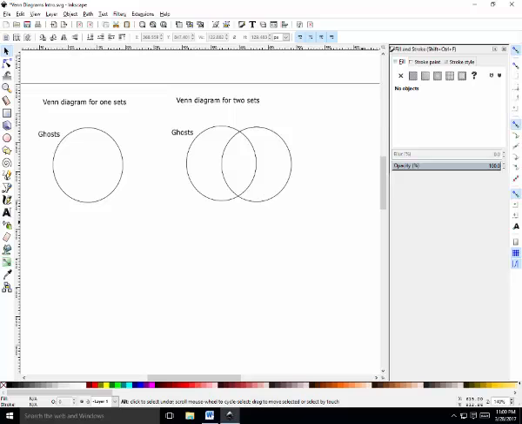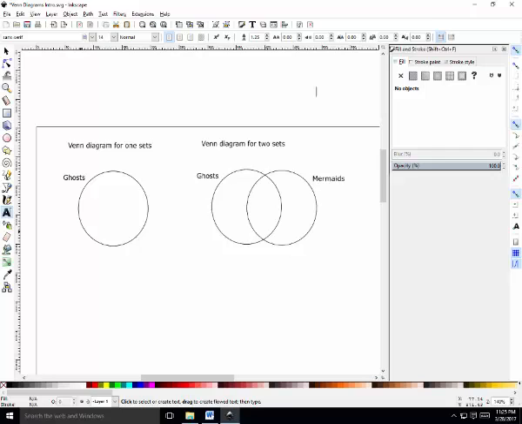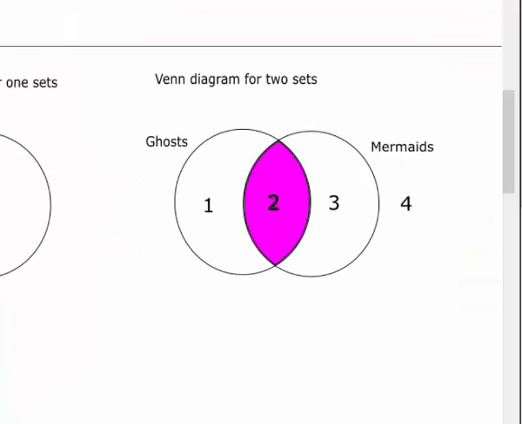How about mermaids? We're not sure whether there are any mermaids, or we can pretend we're not. This diagram divides the universe of potential set members into 4 parts. Let's start with region 2. It's actually easiest. Region 2 represents the intersection of our two sets. That is G intersection M.